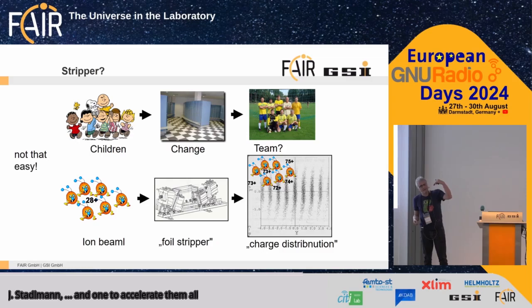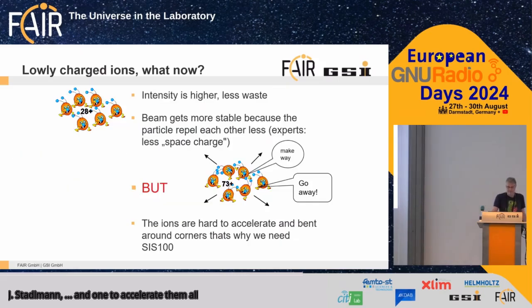So with the increased speed of our present machine, this measure already gained a factor of 70, but I end up with a highly charged beam. It's higher intensity, okay, and it gets even a little bit more stable. It's a little advantage for the experts, it has less space charge. But you cannot accelerate it as easily. So the maximum energy you can get out of our present machine is too low for the experiments. That's why you need a new accelerator.